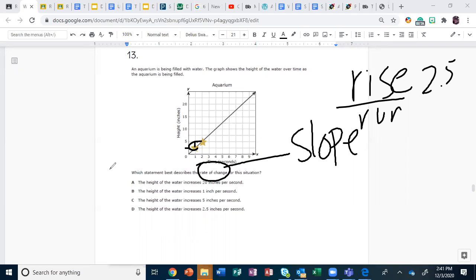Now, what are we going by on the bottom? What is each box going by on the bottom? 1. By 1. So this jump is worth only 1. What is 2.5 divided by 1? 2.5. So what's my answer? 2.5. Which is D. D as in dog.